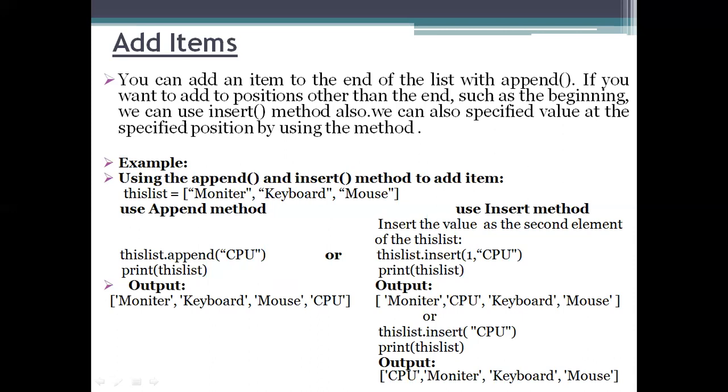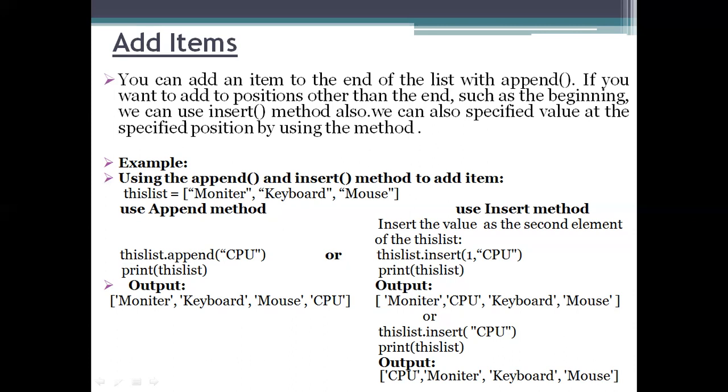In the next line, we have written list dot append. In the brackets, we have mentioned a new item, CPU. Then we are going to print it. The output will come as monitor, keyboard, mouse, and CPU. It will modify the original list by adding the new item into the end of the list.